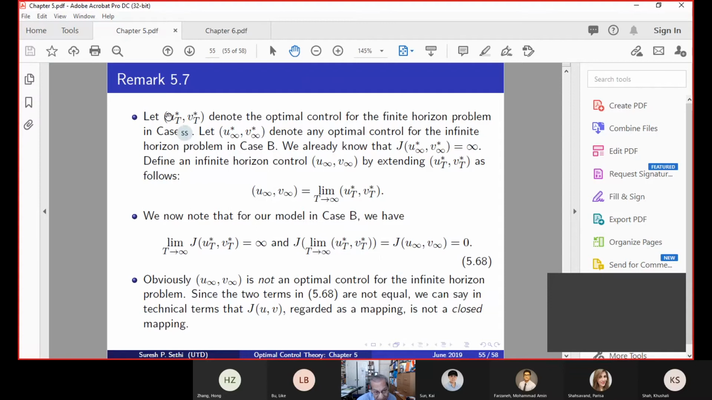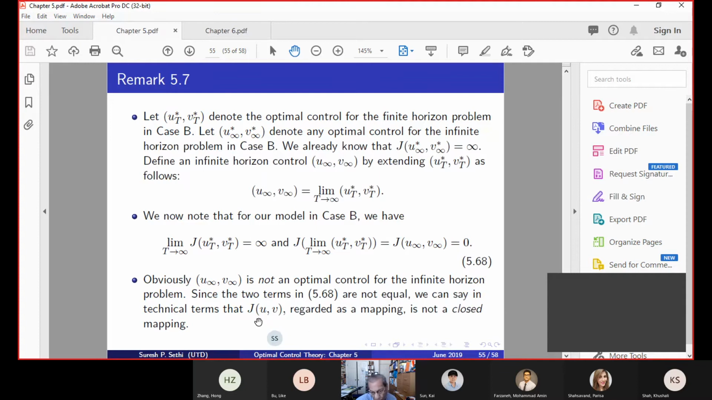We took the limit of the solution, and that limit of the solution, when you put it in the integral, its value is 0. Okay? So U infinity, V infinity, which is the limit of that solution, in that particular case is not optimal for the infinite horizon problem. Okay?